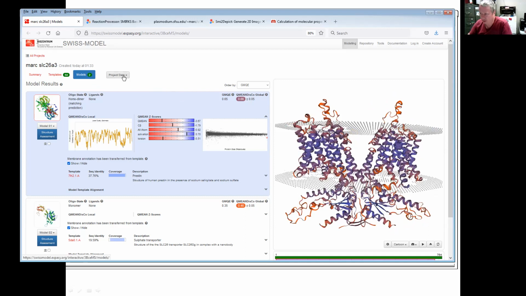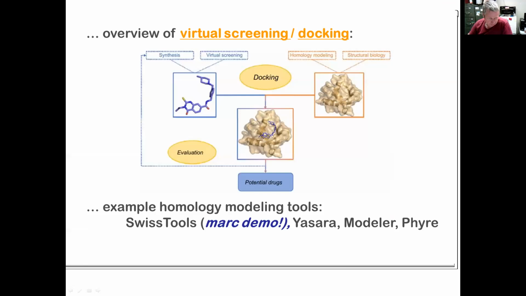And I'm able to download it. I think it was this art. I download the archive, and that basically has a link to the PDB file. I'll show that real quick too.